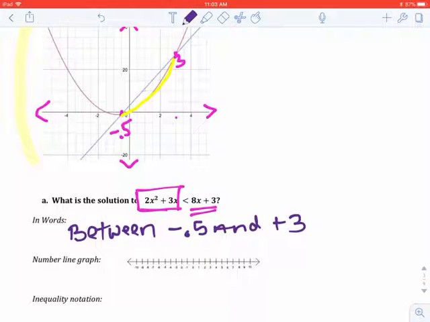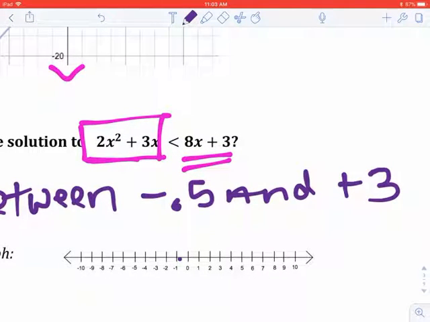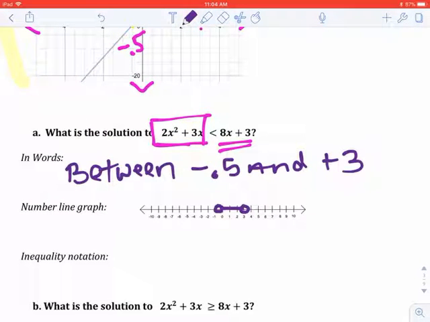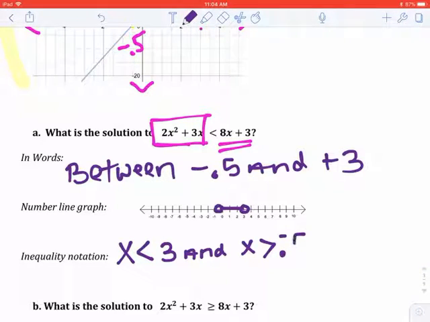If you want to put that on your number line graph, make it look better than mine. There's the halfway point, and there's +3. Whoopsies, you're supposed to do open circles. I don't know if I can actually make the stylus do this, but there you go. It includes everything between -0.5 and +3. If you're going to write inequality notation, x would be less than 3, and x is going to be greater than -0.5, so -1/2.